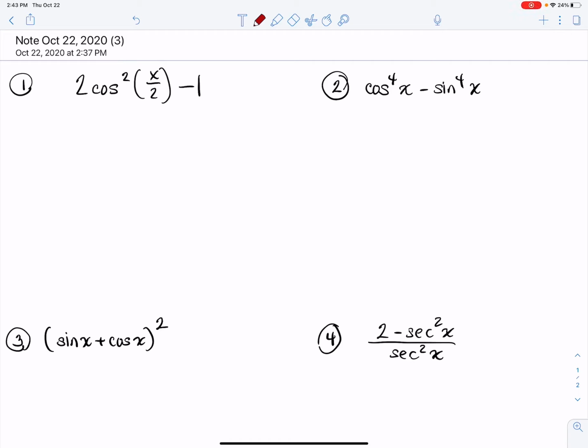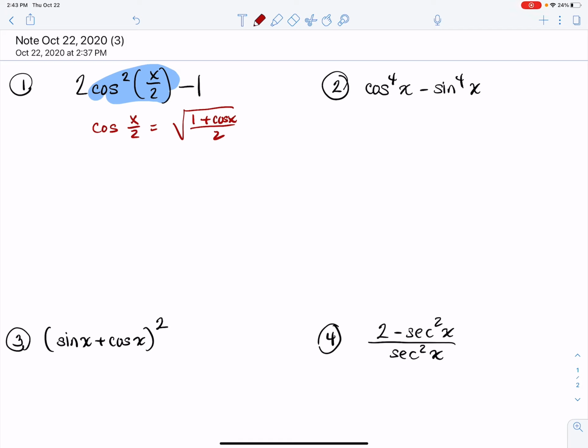We're going to look at using some identities to simplify these expressions. So looking at the first one here, number 1, I noticed that I have a half angle here. So I'm going to make use of the identity cosine of x over 2 is equal to the square root of (1 plus cosine x) over 2. Okay, so I'm going to substitute that in there.